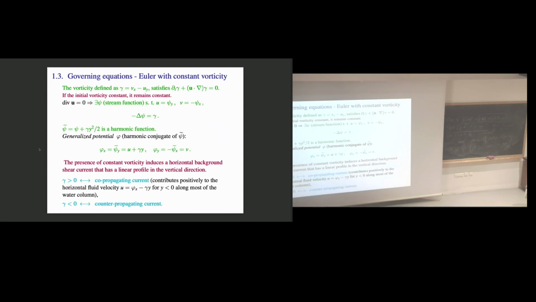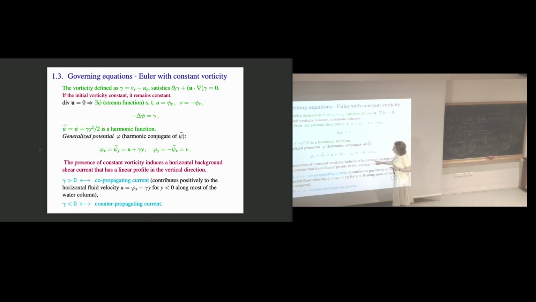Okay, so very, very fast, I just would like to show you this governing equation. So the vorticity is constant. If it is constant initially, it will remain constant because of the conservation along the movement of particles, and we cannot use the velocity potential, but then one introduces the stream function, which satisfies minus Laplacian psi equals gamma, and psi is not harmonic, but a little modification of psi is harmonic. It's convenient, and then from this psi tilde, one can construct what's called the generalized potential, which is defined here.